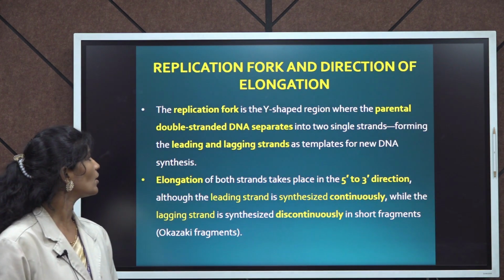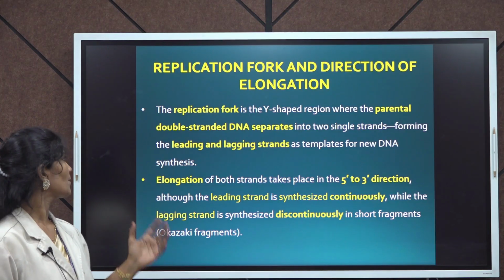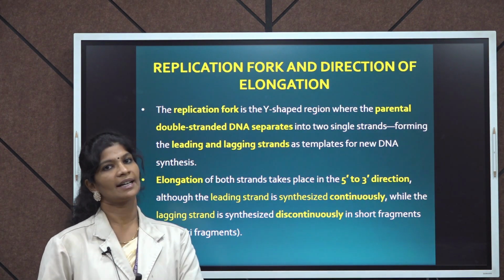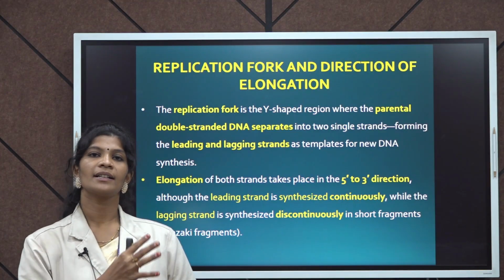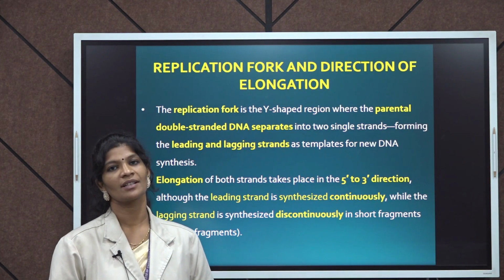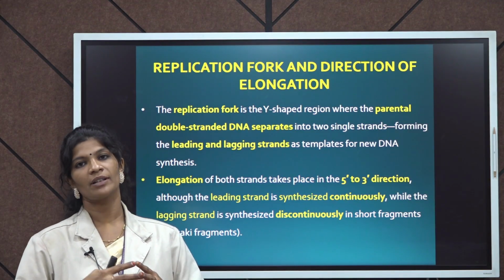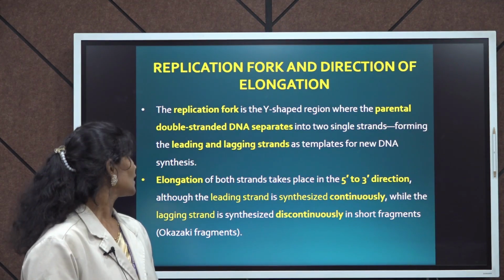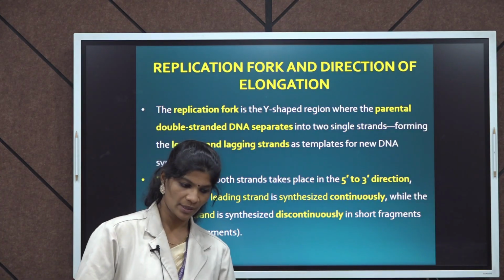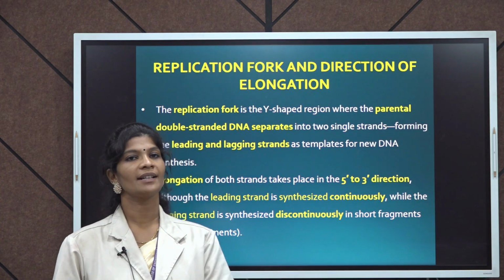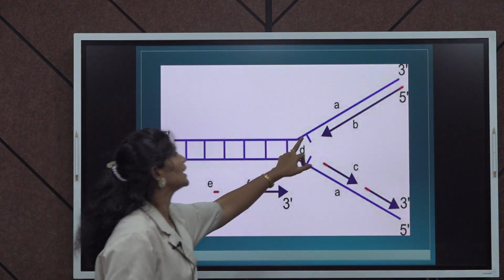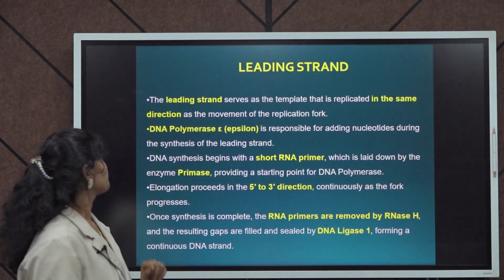And the replication fork is actually a Y-shaped structure, and it leads to the formation of a leading strand and a lagging strand. The leading strand is a continuous one which is synthesized in the 5' to 3' direction. So, there the leading strand will be a continuous one. Instead, the lagging strand will be synthesized in the 3' to 5' direction, and it requires multiple RNA primers and is a discontinuous strand. This is the diagrammatic representation of a leading strand and a lagging strand.